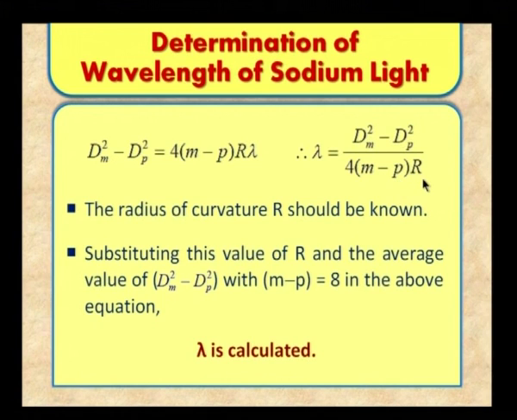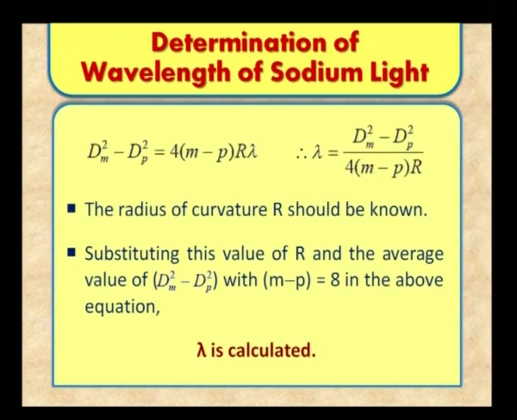R should be known, that is the radius of curvature should be separately found out. Radius of curvature of what? Of the plano convex lens, that should be known. Substituting this value of R and the average value of dm square and dp square that you got in the numerator, with m minus p equal to 8. You take m minus p equal to some 4 or 8 in the above equation, lambda is calculated. So, you have got dm square and dp square with m minus p equal to 8. So, m minus p is known, you know the R value, calculate the lambda value.